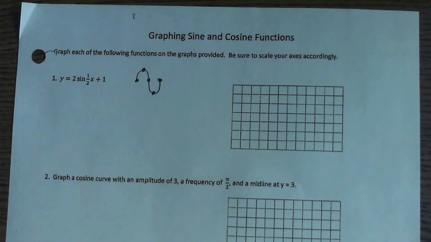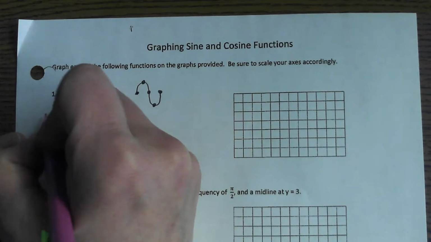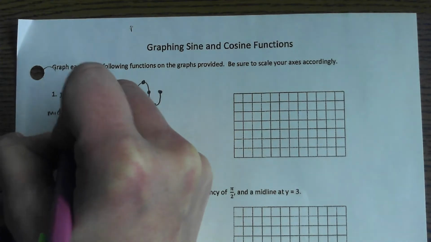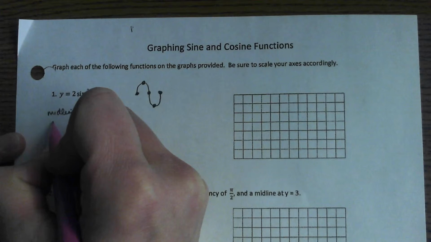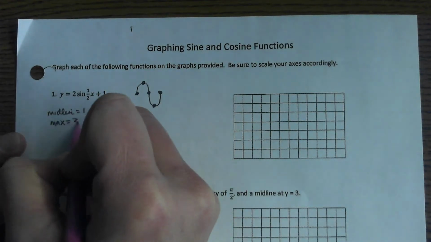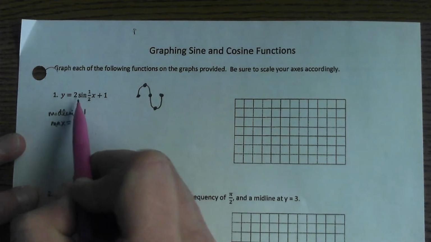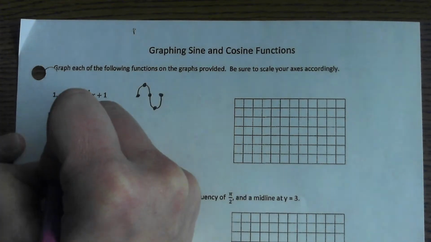So first of all, I tend to like to start with the midline and come up with what my range is for my max and my min, because scaling the y-axis is easier. So my midline is 1. What's my max going to be? 3, because my amplitude was 2. So I'm going to start at 1 as my midline. I go 2 above, and 2 below will put me where?